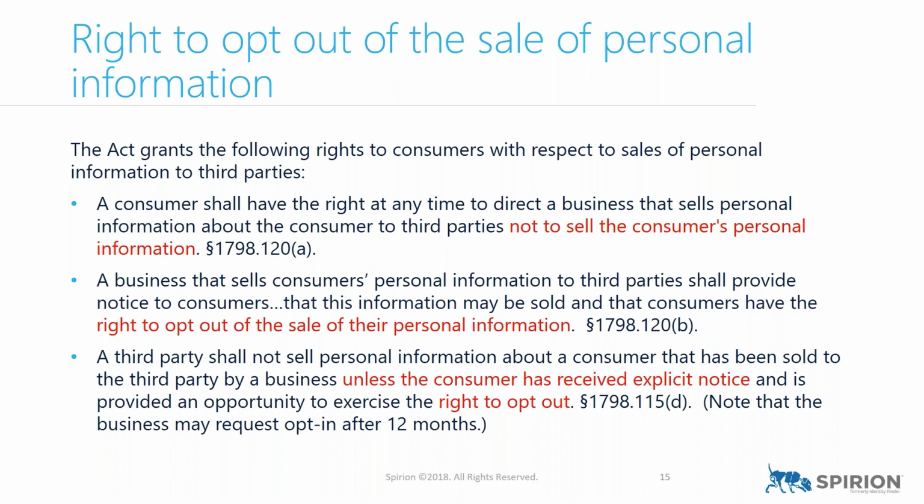And if the business is selling it, they have to give the third party the opportunity, give you the opportunity to opt out and give the third party the mandate to not use that information. And then you can't sell it unless the business has given explicit notice and the consumers have the opportunity to opt out. So again, you're seeing a lot of this seems very duplicative.